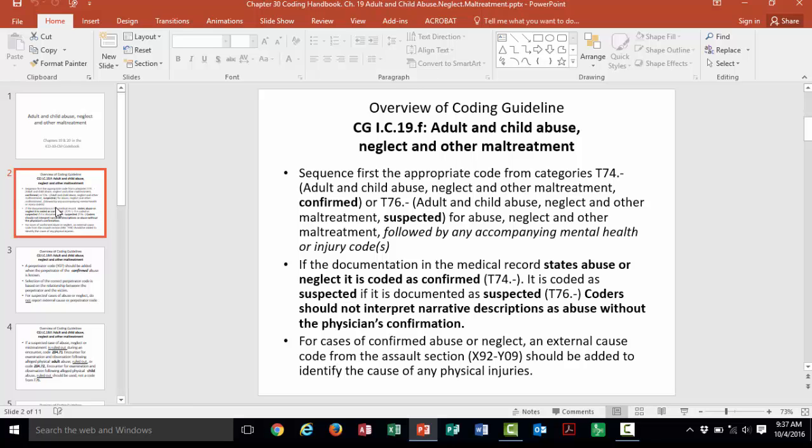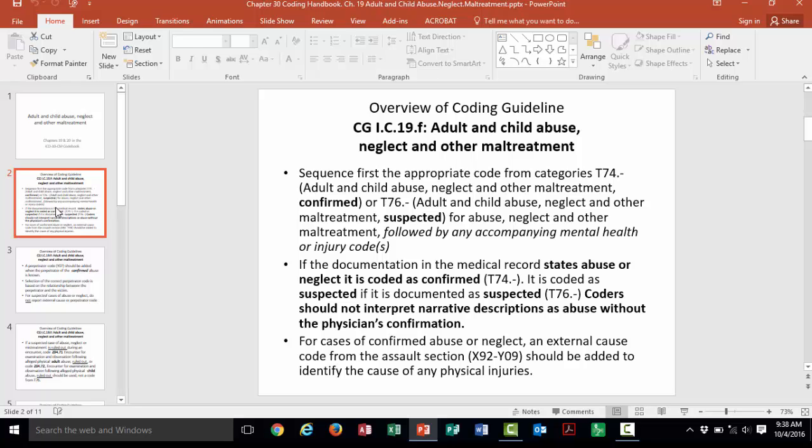If the documentation in the record states abuse or neglect, it's stated this is abuse or this is neglect, you're going to code it as confirmed. But if the physician uses the word suspected, then we can't code that. And we have to be careful as coders that we do not interpret narrative descriptions as abuse. We have to have that physician stating an absolute confirmation of abuse before we're going to be coding it.